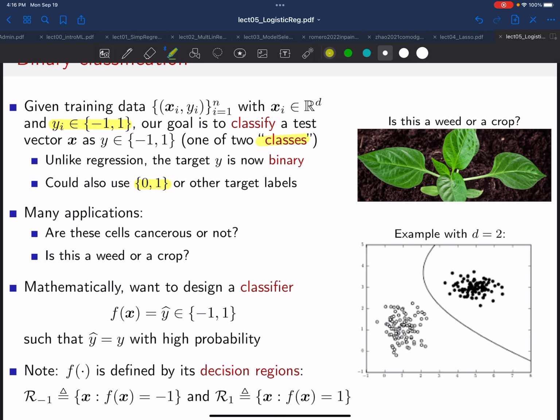There's a myriad of applications for this. We talked about this problem of whether cells are cancerous or not. Another one is, if you're given a picture like this, you might want to say, is that a weed or a crop? By the way, what would the number of features be in this case here?